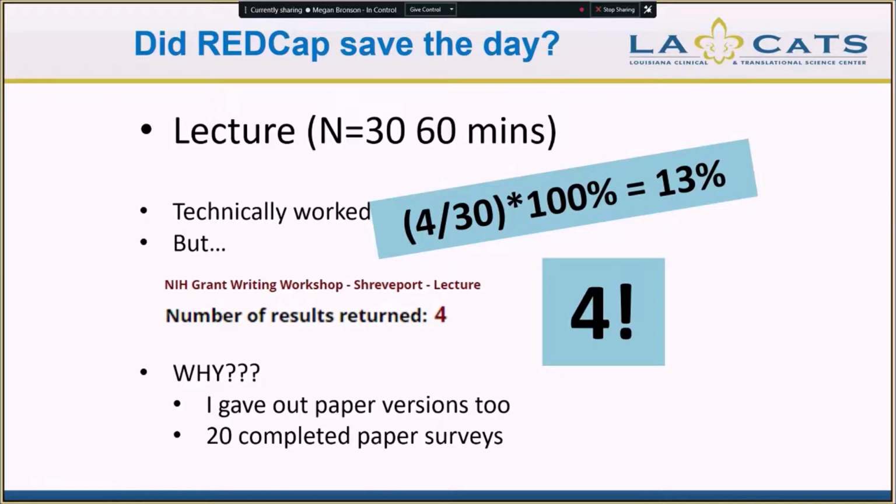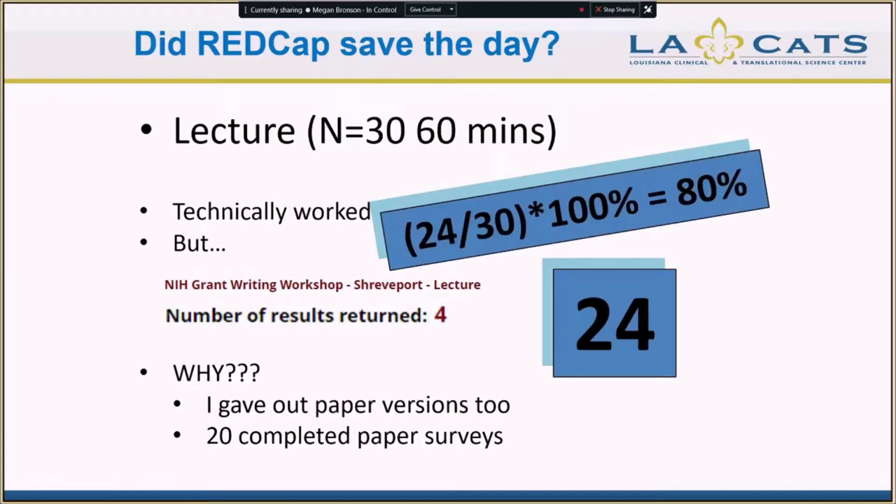But with 20 completed surveys, plus the 4 REDCap surveys, it gets us to 24 completed surveys. 24 out of 30 ain't bad, ladies and gentlemen. I'll take an 80% response rate. Caveat here, though, is the surveys are technically anonymous, especially the paper surveys. Technically, the REDCap surveys aren't anonymous because I have them linked to their email addresses.